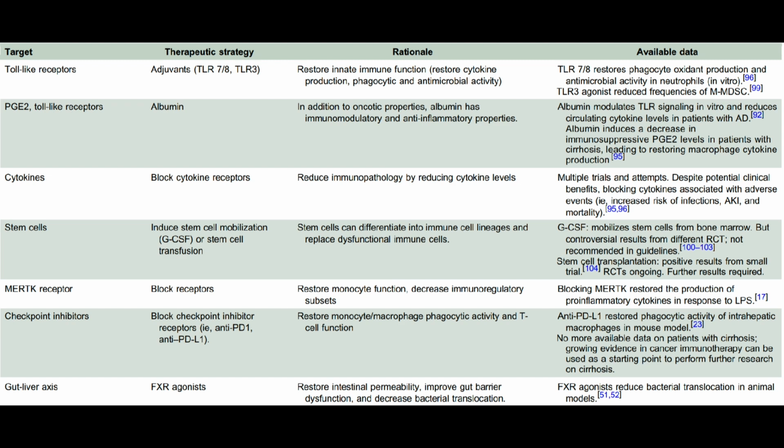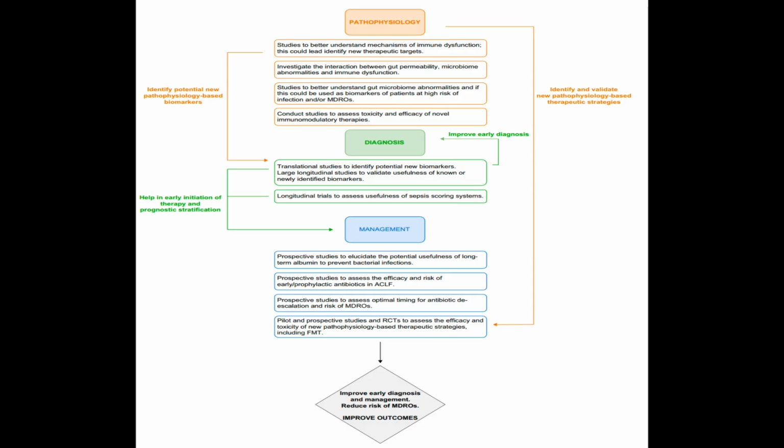These emerging therapies offer potential for targeting immune dysfunction and improving outcomes in cirrhosis, but further research and trials are required to confirm efficacy. This diagram presents a research agenda focused on understanding and improving the pathophysiology, diagnosis, and management of infections in cirrhosis. It highlights key unknowns in these areas and suggests avenues for future studies.